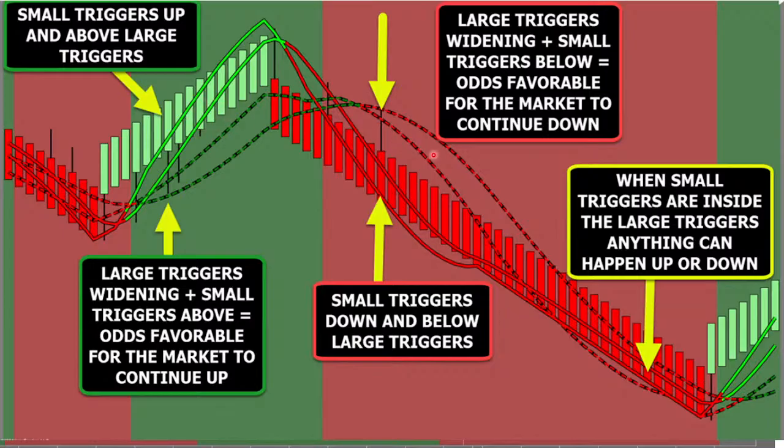Strong triggers lead the way. Strong triggers are rule number 1 for a reason. And then when your scissors close, when your small triggers work back inside of the large triggers, we call this a weakening of the large triggers. And when it's weak, anything can happen up or down.